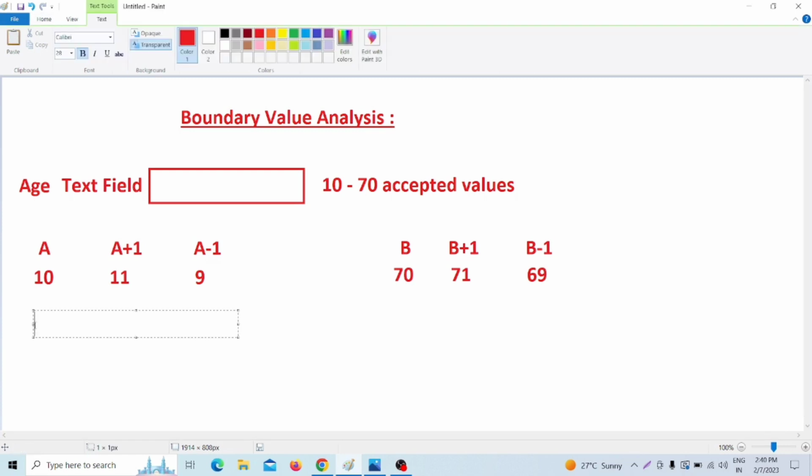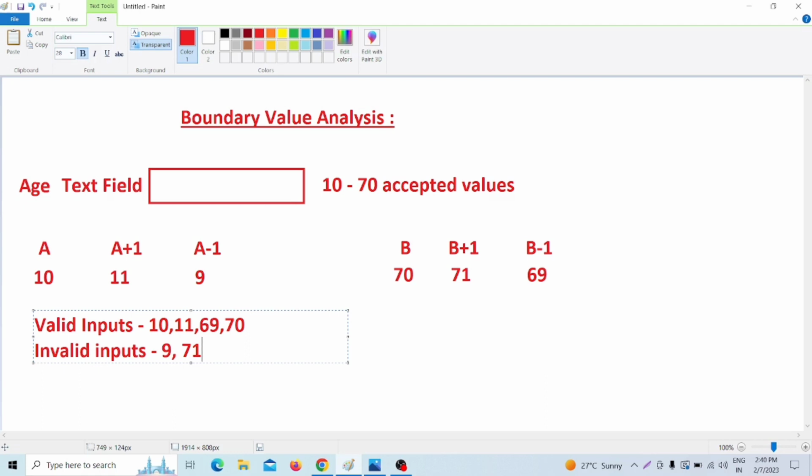So what are the valid inputs here? Valid inputs are 10, 11, then 69 and then 70. These are the valid inputs because these all are between 10 and 70. And what are the invalid inputs? Invalid inputs are 9 and the next, 71. So these are the invalid inputs.